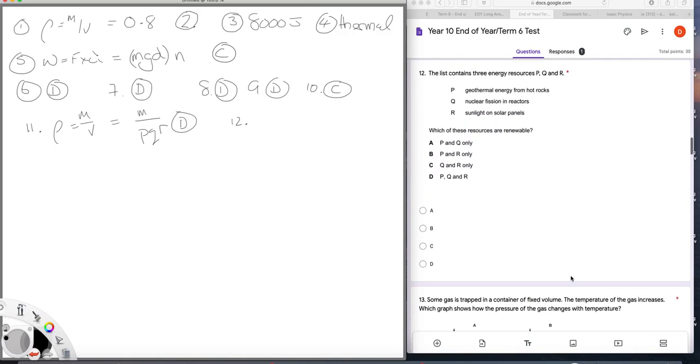The list contains 3 energy resources, P, Q, R, which are renewable. Geothermal is, nuclear isn't, sunlight is: P and R. The answer is B.